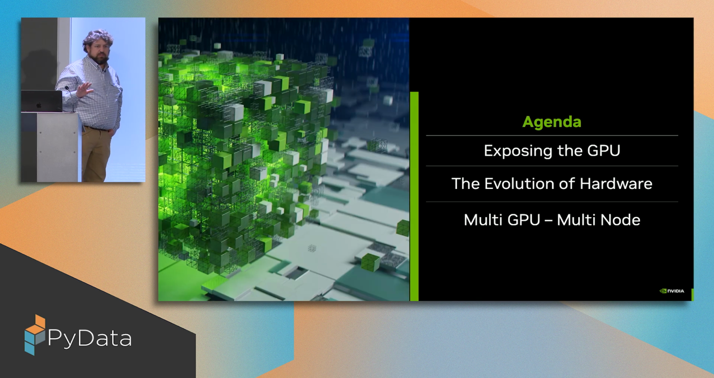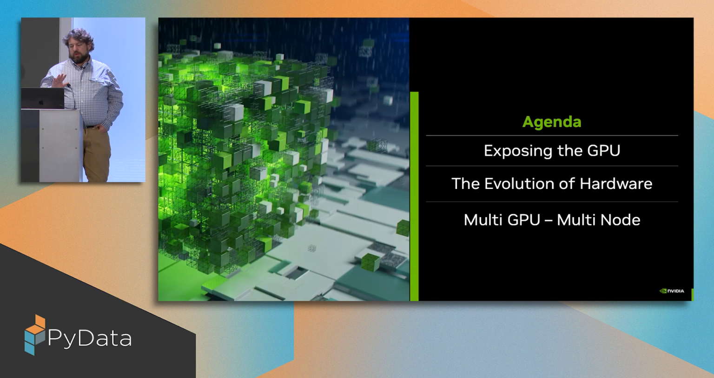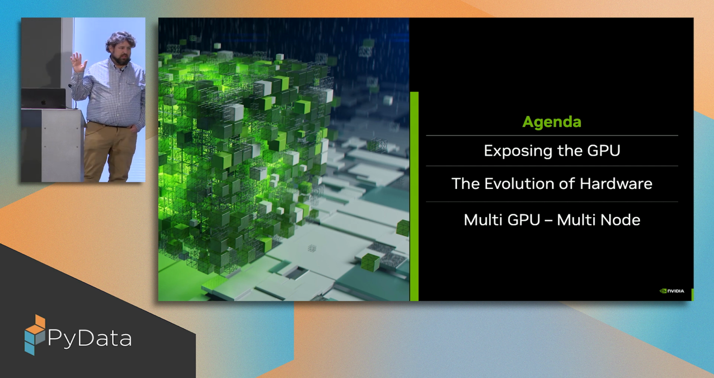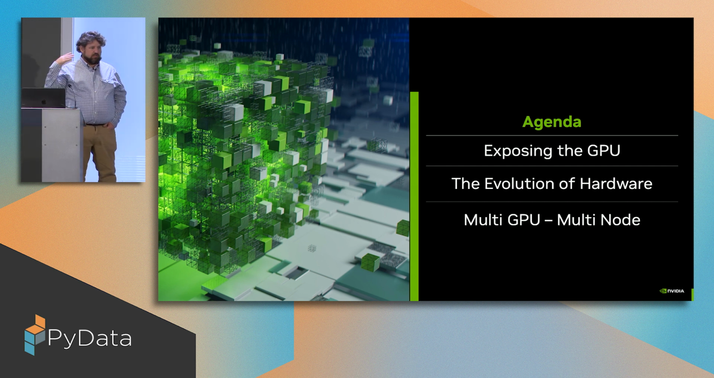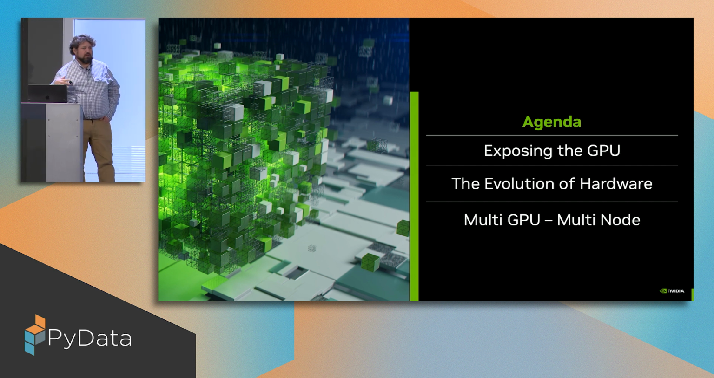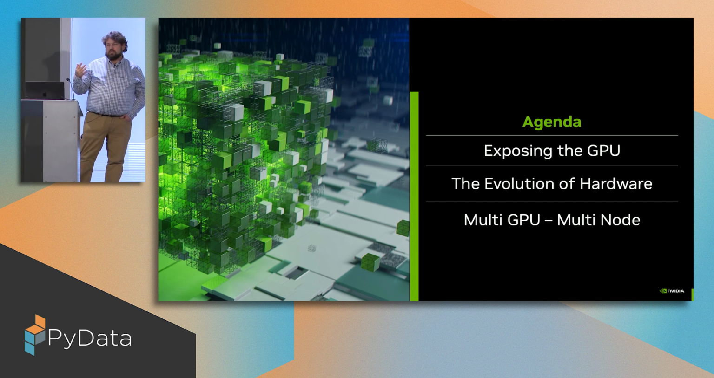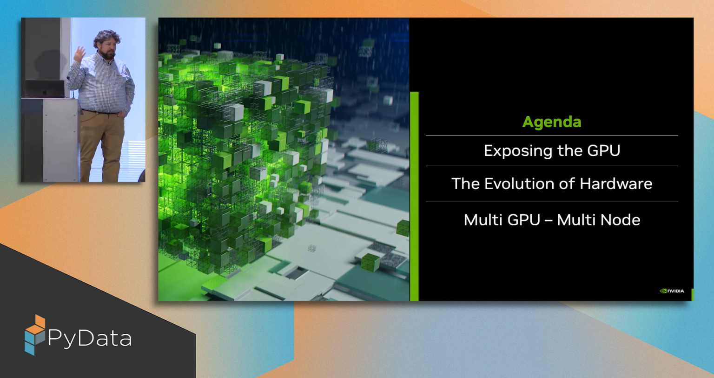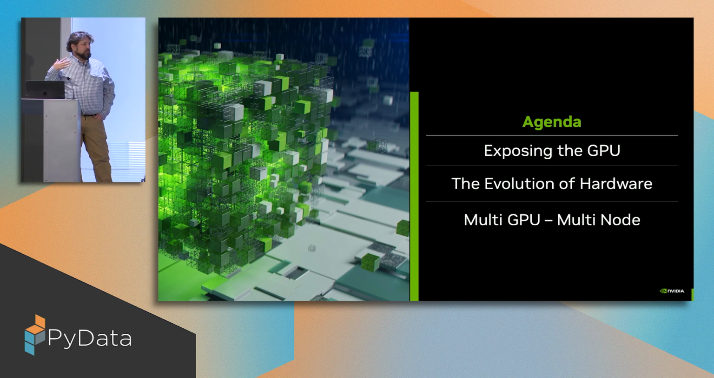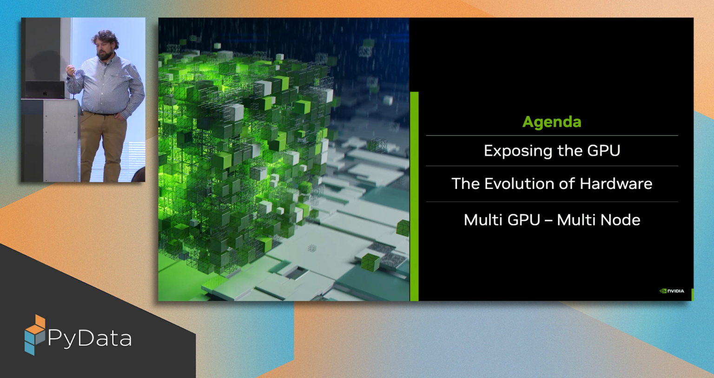Today I want to talk about three things. How do you expose a GPU to something like Python? What are the different modalities that you might program it on? Like what are the things that are going to be affected, and how you have to think about the GPU when you're programming Python for it.